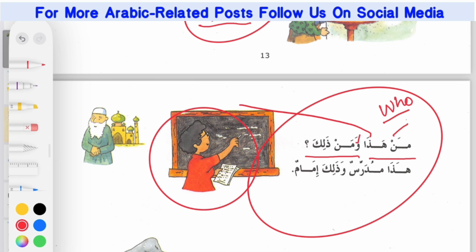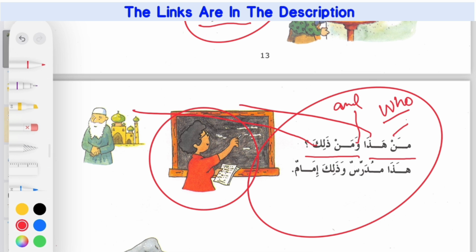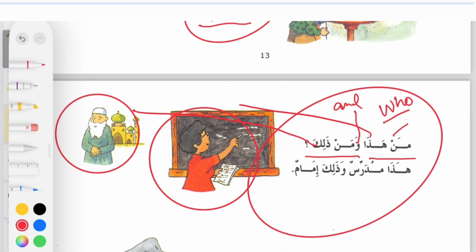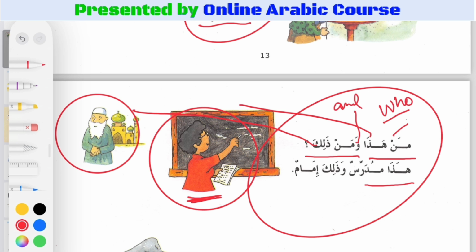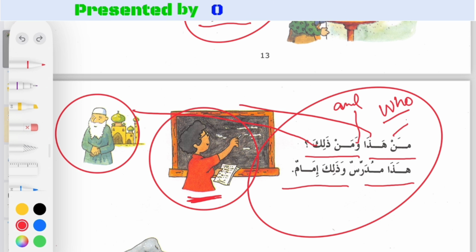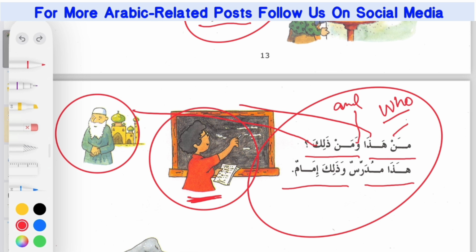Waman dhalika. Wa means and. Waman dhalika. And who is that? Dhalika stands for that person. Man dhalika. And who is that? The answer is hadha mudarrisun, this person is a teacher. Hadha, this, mudarrisun is a teacher. Wadhalika imamun, and that is an imam. So hadha mudarrisun, wadhalika imamun. This is a teacher and that is an imam.